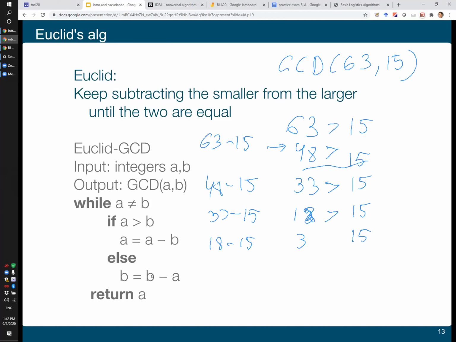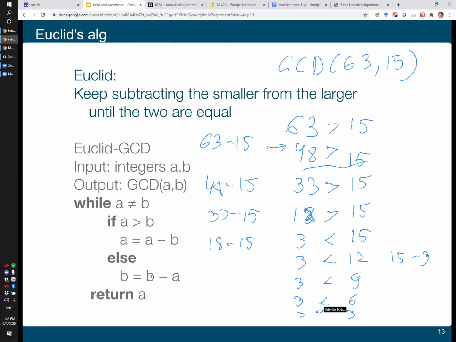And now the second number is larger, so the smaller number stays as is, and the larger number gets replaced by the difference between the two numbers, so it's 12. Now this is larger, this stays as is, and this number gets replaced by the difference, 12 minus 3. This is larger, this stays as is. 6 is the difference between 9 and 3. This is still larger, and I guess I just have enough space to finish the algorithm. We replace the larger number with the difference between the two numbers, which is 3.